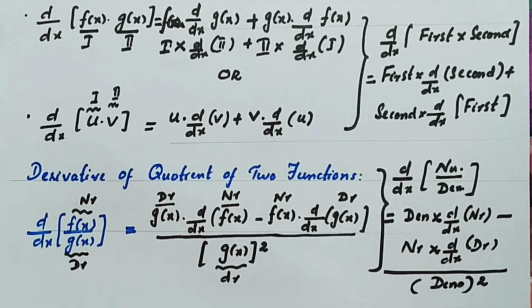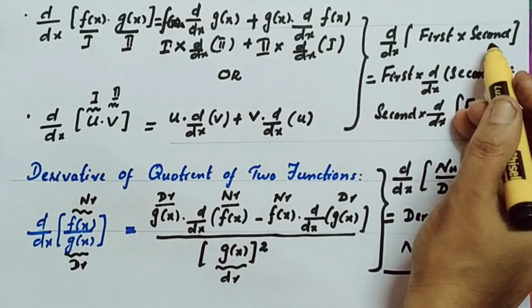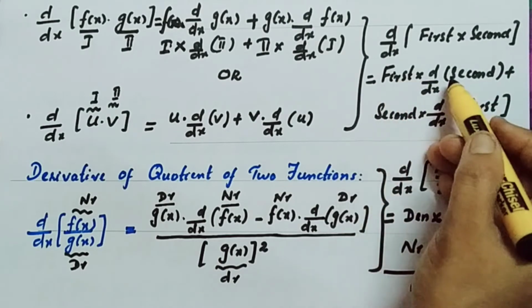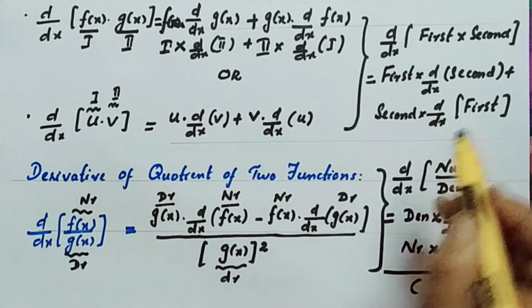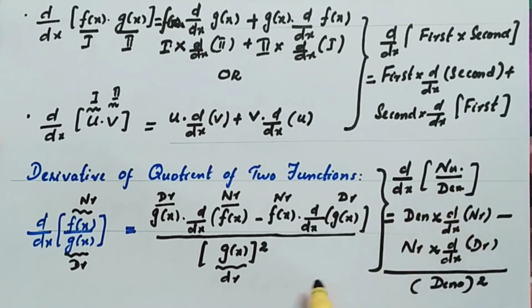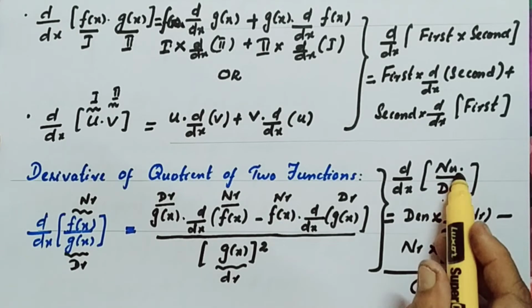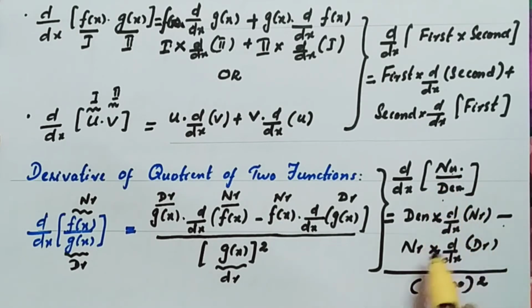So once again, for the derivative of the product and quotient of two functions, apply these two rules. Derivative of first function into second function equals first function into derivative of second plus second into derivative of first. Quotient rule: denominator into derivative of numerator minus numerator into derivative of denominator, the whole divided by denominator square. So you need to learn these two rules by heart, very, very important.